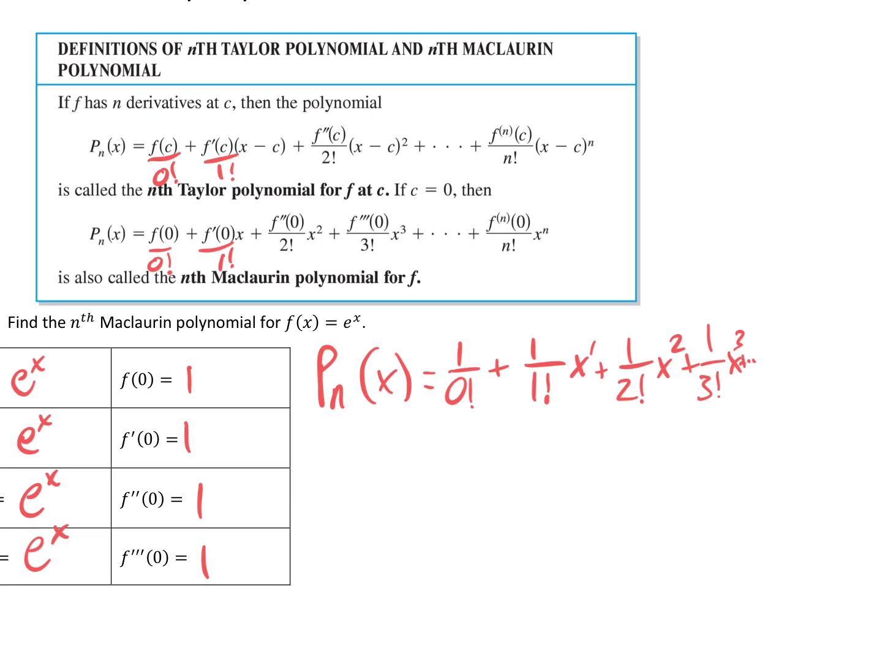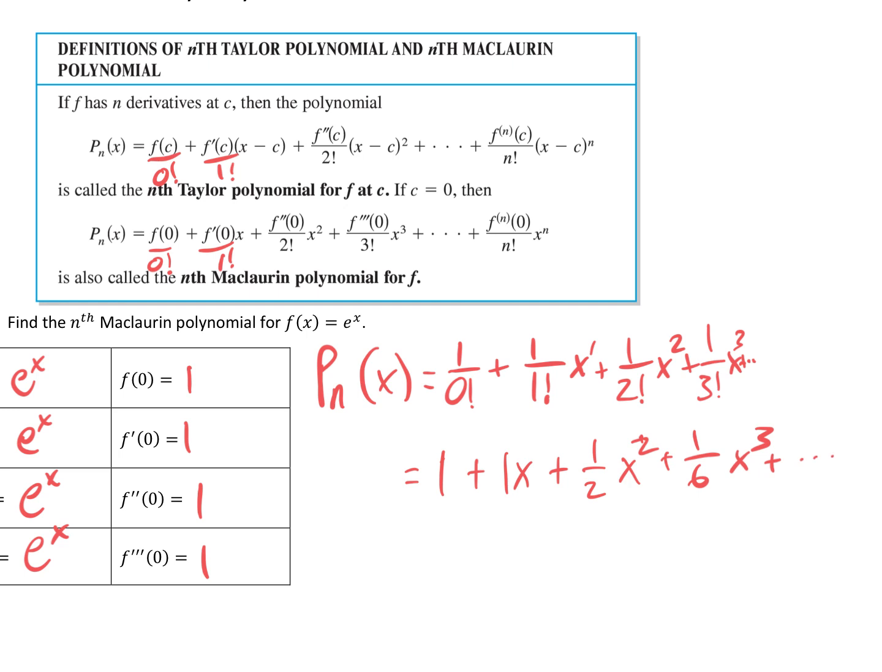Then we can clean this up. So this is 1 over 1. That's 1. This is also 1 over 1, because 0 factorial is 1, 1 factorial is 1, so this is 1x to the first. 2 factorial is 2 times 1, so this is 1/2 x squared. 3 factorial is 3 times 2 times 1, which is 6. So this is 1/6 x cubed, so on and so forth.